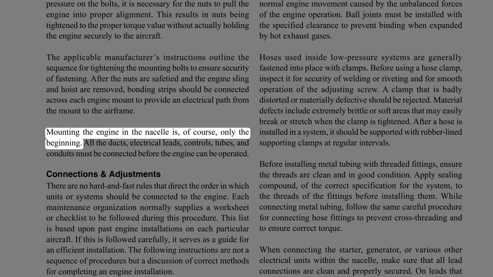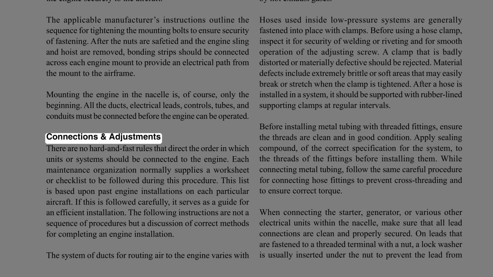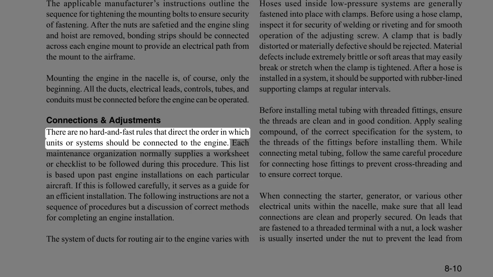Mounting the engine in the nacelle is, of course, only the beginning. All the ducts, electrical leads, controls, tubes, and conduits must be connected before the engine can be operated. Connections and adjustments. There are no hard and fast rules that direct the order in which units or systems should be connected to the engine.